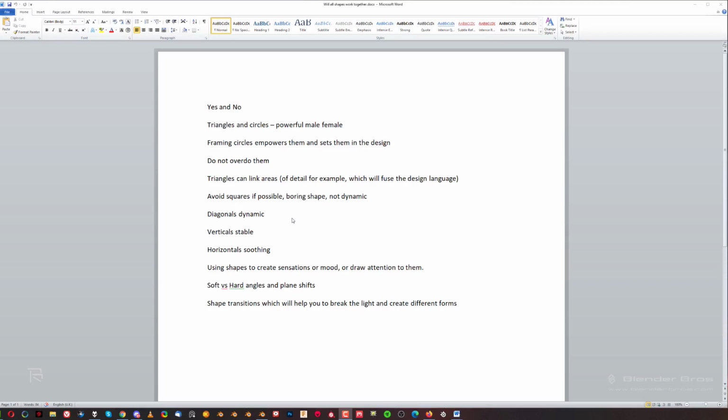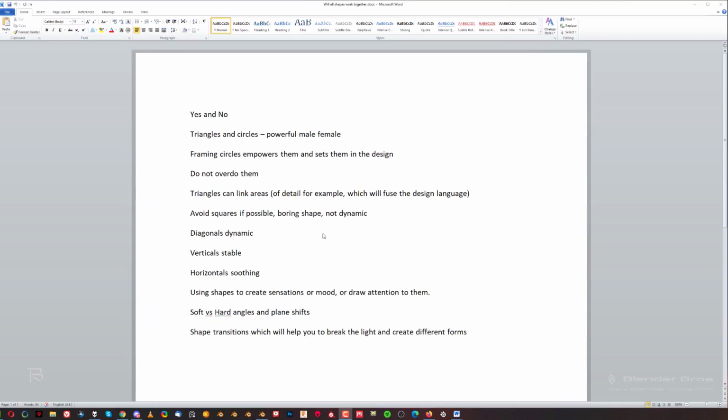Then, for example, triangles and circles are extremely powerful. The triangles are male, very dominant and dynamic shapes. Any really diagonal lines are going to be very dynamic. They're going to add movement and kinetic energy to your image, whereas circles are going to supple things down, right? They're going to make everything soft and supple and kind of gentle.